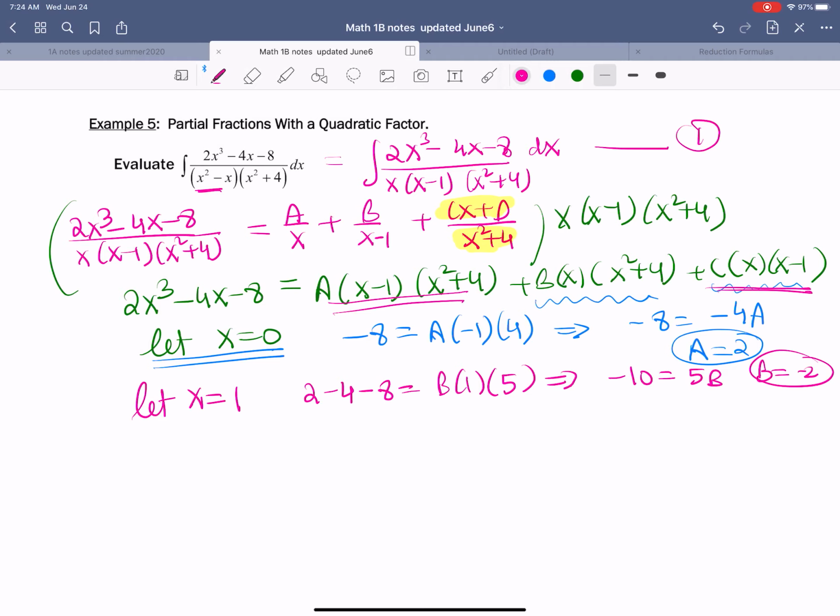So we found the b, we found the a. Now there's no other number that I can plug in that will make x squared plus 4 equal to 0. So I don't have any way to find out the c. May have to equate the coefficients. Let's go ahead and try plugging in. So what I'm going to do really quick is I'm going to try to plug in any number here. Let's see.